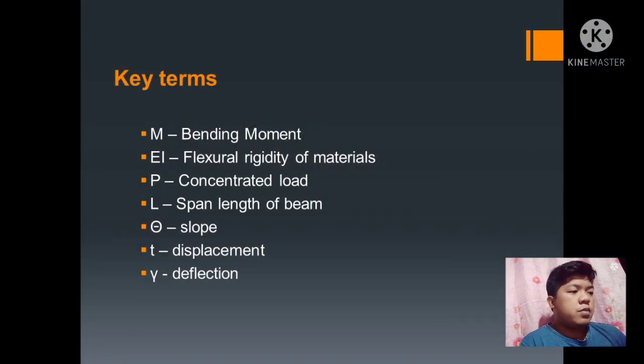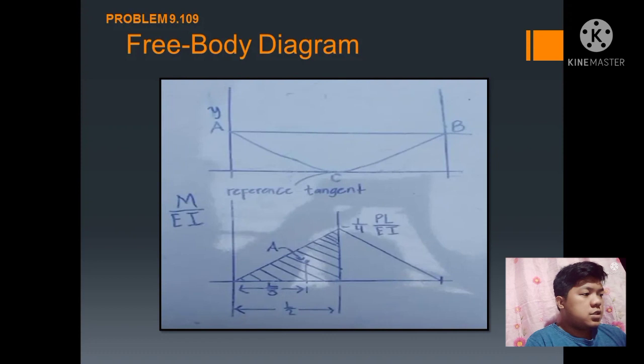The key points to remember: M is the bending moment, EI is the flexural rigidity of the material, P is the concentrated load, L is the span length of the beam, theta is the slope, t is the displacement, and y or gamma is the deflection. So this is our free body diagram that shows the area moment diagram, which could be helpful in solving the beam deflection and finding its slope.